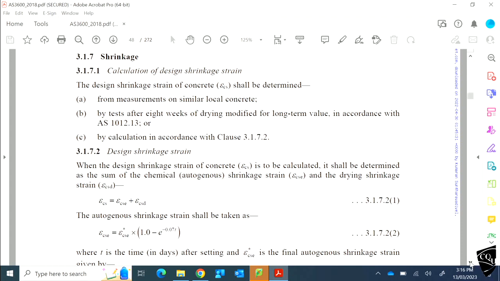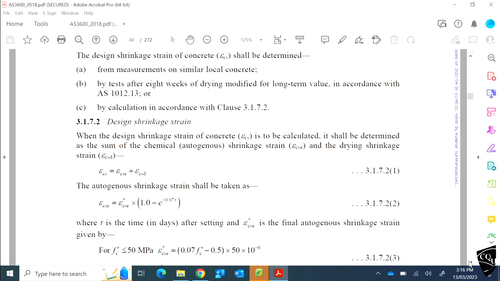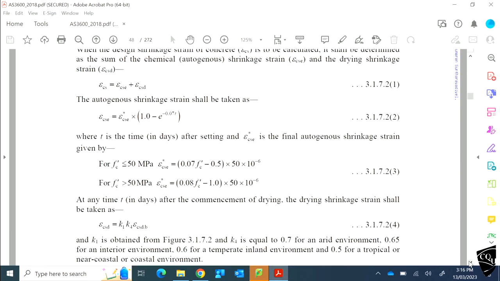Okay, so you can see in this equation, the T is in days. After how many days? After 10 days or after 20 days. So as time goes, the shrinkage will increase.